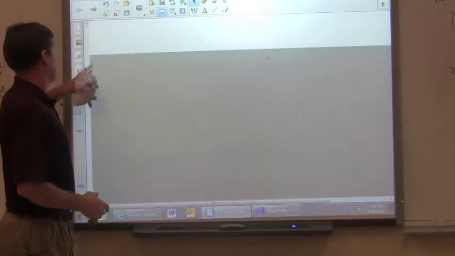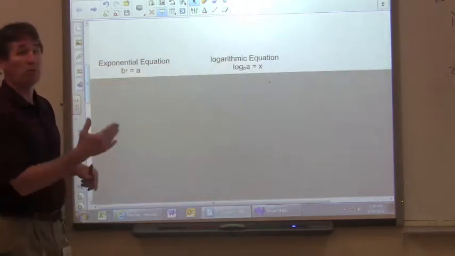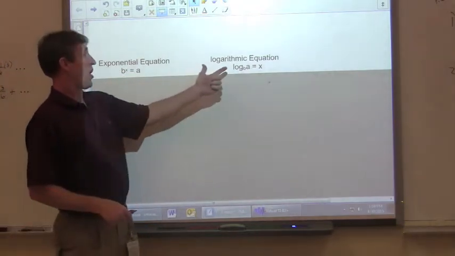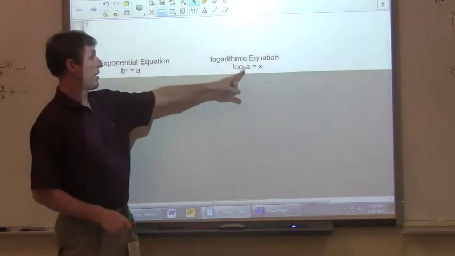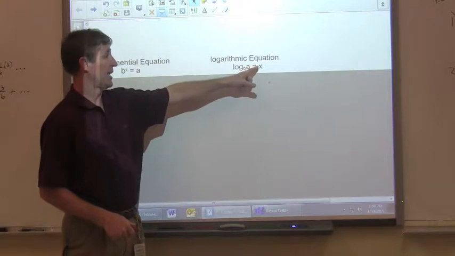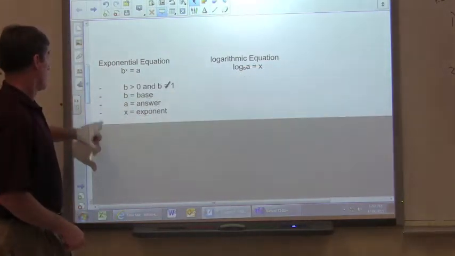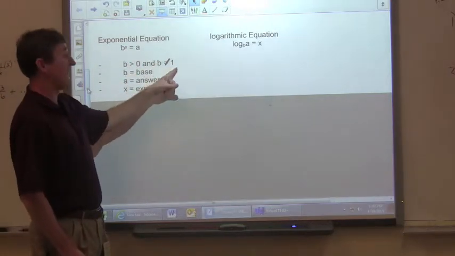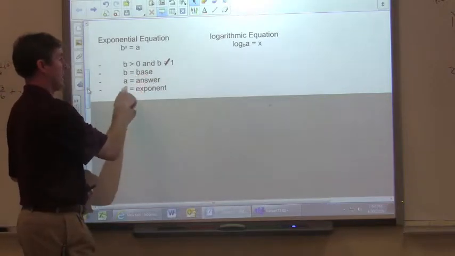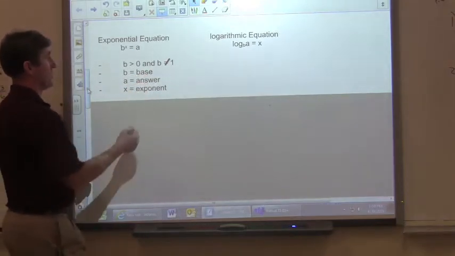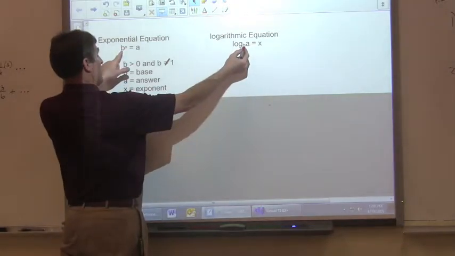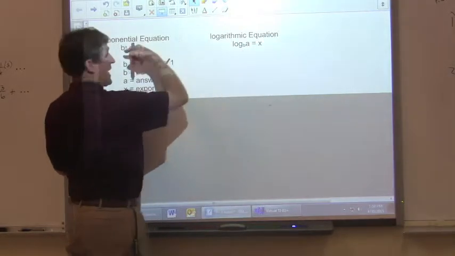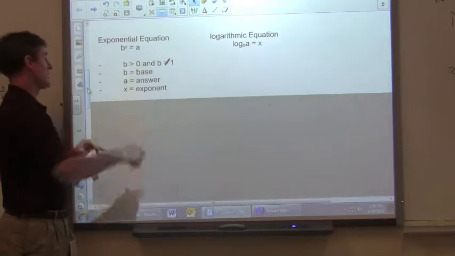All right, so when we look at exponential equations, we've had that before. Remember, the variable is in the exponent, that makes it exponential. So b to the x equals a. And the logarithmic equation for that is log base b of a equals x. For both of these, b is greater than 0 and b is not equal to 1. But b is the base, a is the answer, and x is the exponent. So when you look here, our b is the base from the exponential form, our a is the answer from the exponential form, and the x is the exponent from the exponential form. And we can transfer these back and forth.